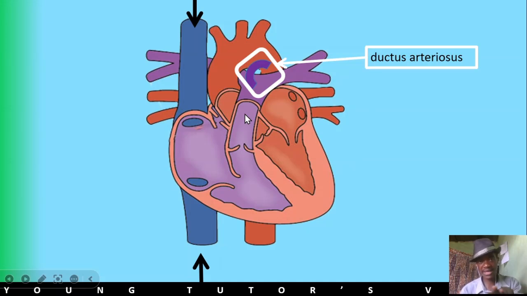So that is what we can see here: the ductus arteriosus, also called the third circulatory shunt, bypasses the pulmonary circulation which is not yet functioning, so that blood can flow from the pulmonary trunk directly into the descending thoracic aorta.